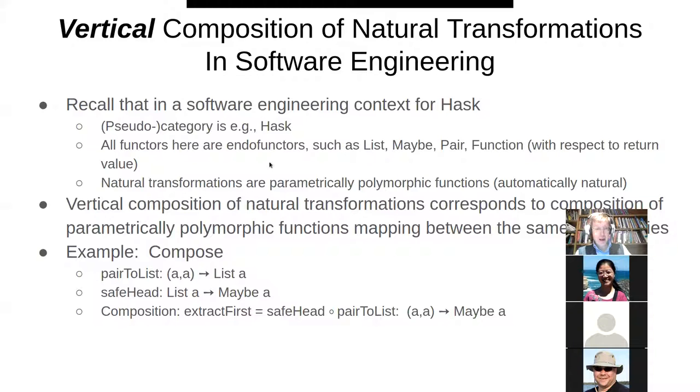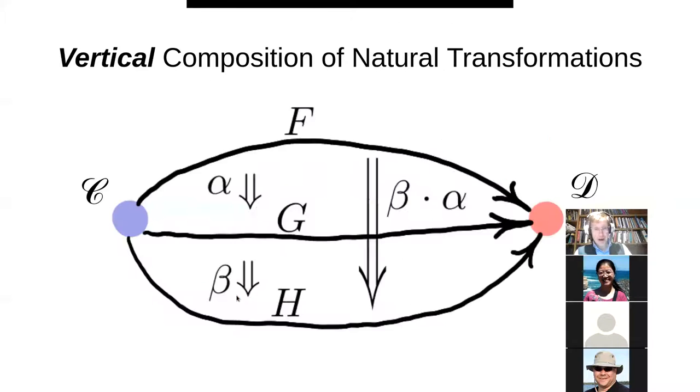It's kind of like in software engineering, a composition of parametrically polymorphic functions mapped to categories. So for example, you could have a pair to list going from a pair of these to a list of A, or a safe head going from a list of A to maybe of A, and you could compose them so that you get something which goes from the pair to a list, and then a list to a maybe, and therefore composes to go from this one to this one. This is a straightforward idea, and it looks kind of like this.